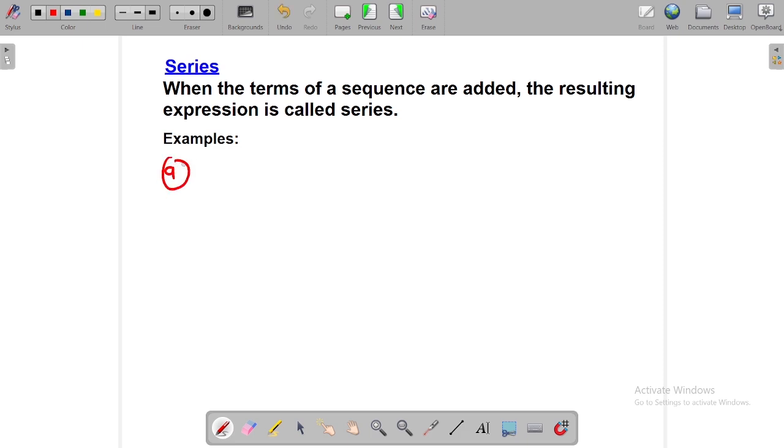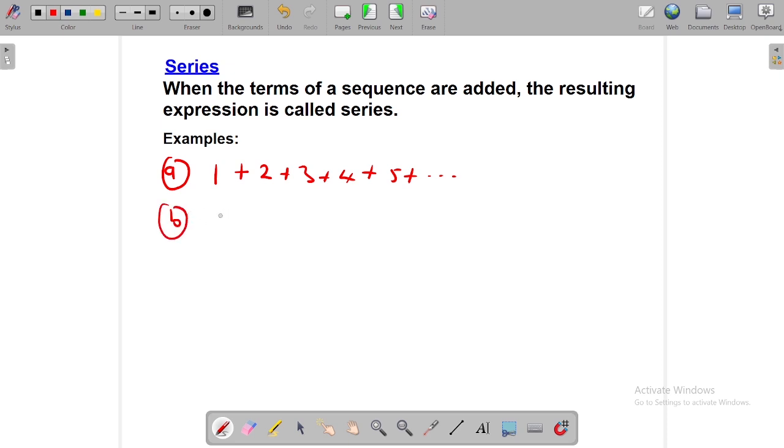So let's begin with A. Let's say we are given 1 plus 2 plus 3 plus 4 plus 5 plus so on and so forth. Now, if you check, when we are talking about sequence, we are using commas. But in this series, we are now using plus. Why? Because series is all about summing the whole terms given in a sequence.